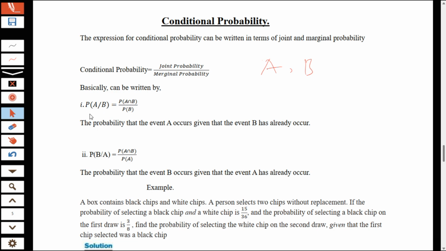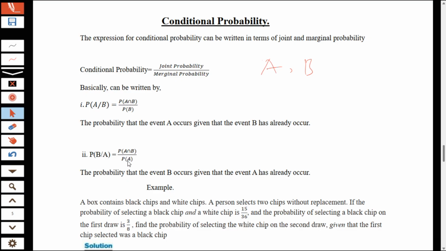For the I, what we can see here is the probability that event A occurs, given that event B has already occurred. So the probability that event A occurred, given that event B has already occurred, is equal to the probability of A intersect B divided by the probability of B. That is how the I can be explained. For the II, it's the probability that event B occurs, given that event A has already occurred. So this can also be expressed as the probability of A intersect B divided by the probability of A.